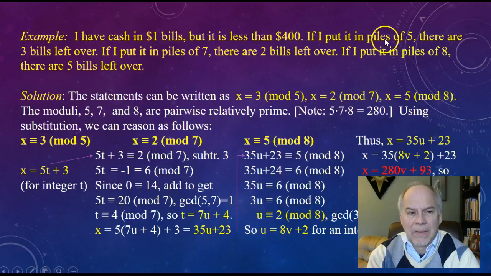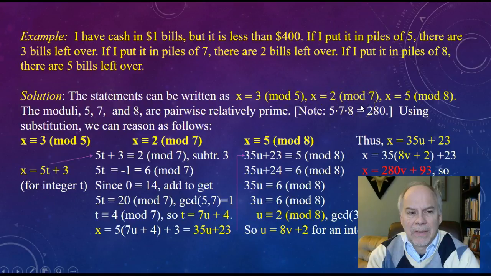If I put it in piles of 5, there are 3 bills left over. If I put it in piles of 7, there are 2 bills left over. If I put it in piles of 8, there are 5 bills left over. Okay, so the leftovers are the remainders, of course, when we divide by however many will be in the piles. So we first write the statements as x is congruent to 3 mod 5, because you have 3 left over when you divide it by 5. x is congruent to 2 mod 7.